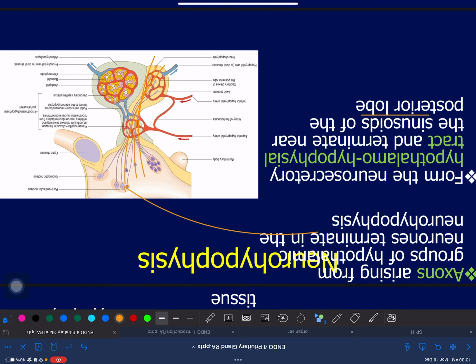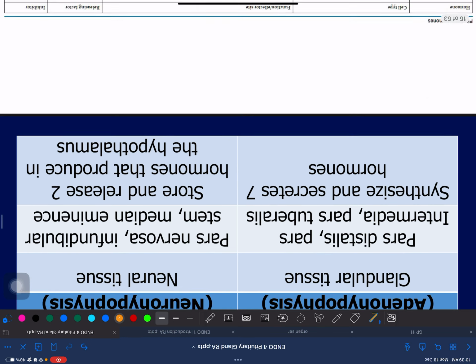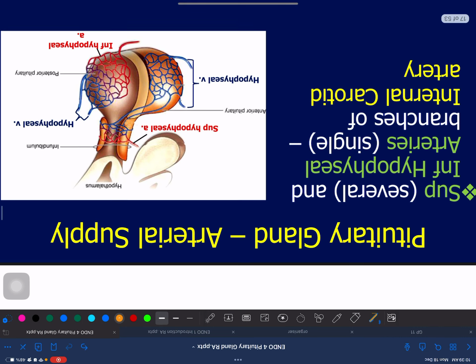So let me summarize the differences. The adenohypophysis is glandular, the neurohypophysis is neural tissue. These are the parts: the distalis, intermedia, and tuberalis. However, for the posterior pituitary: nervosa, infundibular stem, and median eminence. It synthesizes and secretes 7 hormones, and stores and releases 2 hormones that are produced in the hypothalamus. Again, that is the summary. Then we go to the arterial supply.